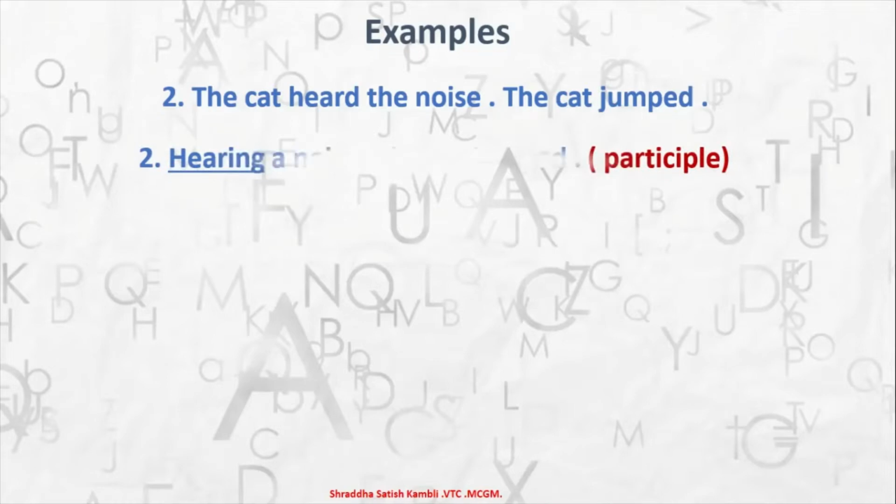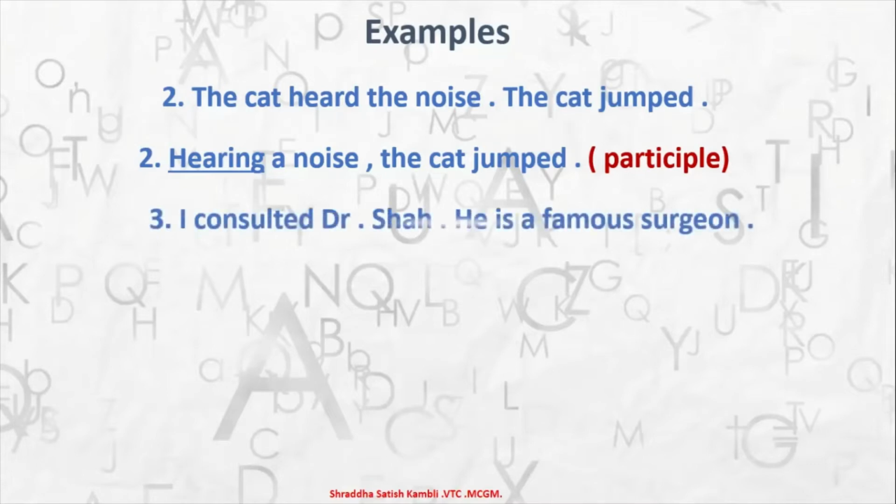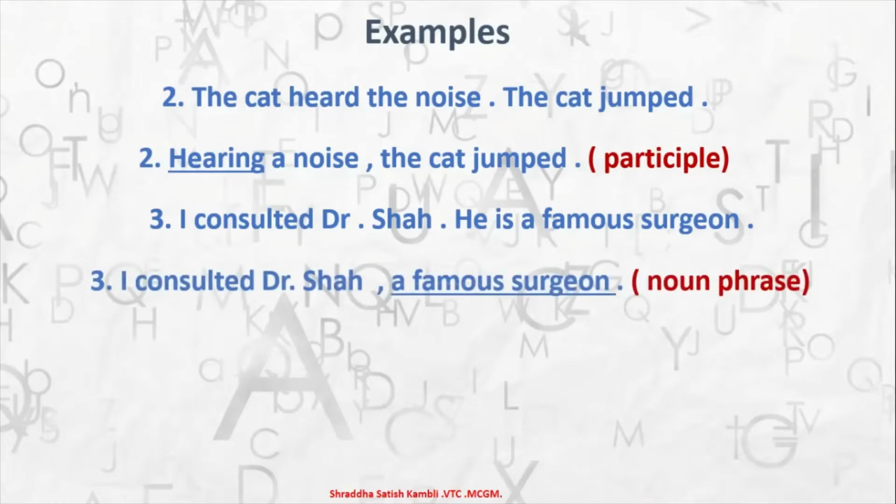So you combine them and say, hearing a noise, the cat jumped. The word hearing here is a participle. So you have made use of a participle in order to combine two simple sentences to form yet another simple sentence. Then you have, I consulted Dr. Shah. He is a famous surgeon. So, I consulted Dr. Shah, a famous surgeon.